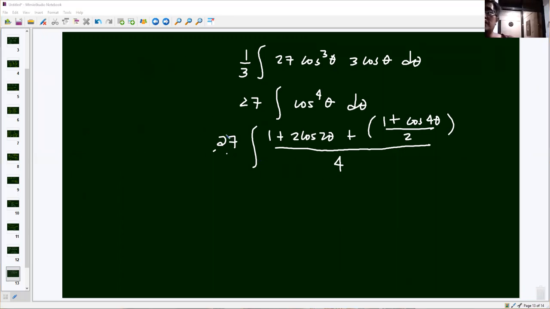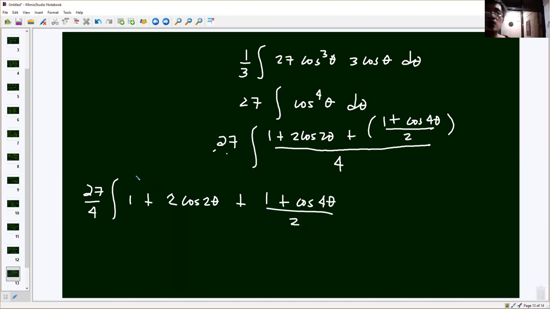So, game, ayusin natin. 27 over 4 outside. 1 plus 2 cosine 2 theta plus 1 plus cosine 4 theta over 2. And then, d theta.